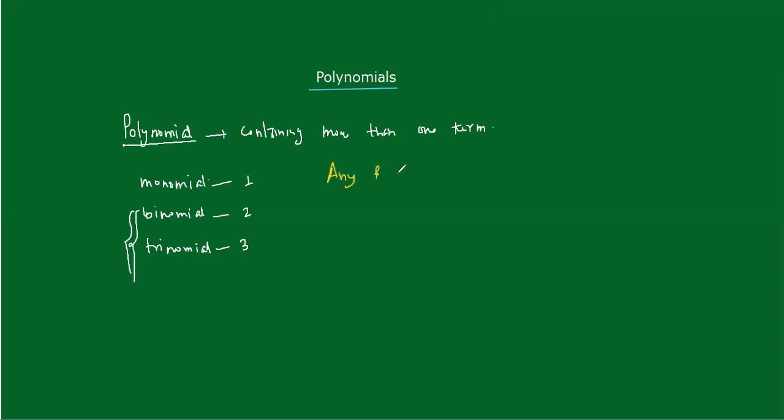Any expression of the form a_n x to the power n, a_(n-1) x to the power n minus 1, a_(n-2) x to the power n minus 2, and go on like this, a2 x square, a1 x to the power 1, a naught, where these a_i's I have written, a_i's means a1, a naught, a_n, right?